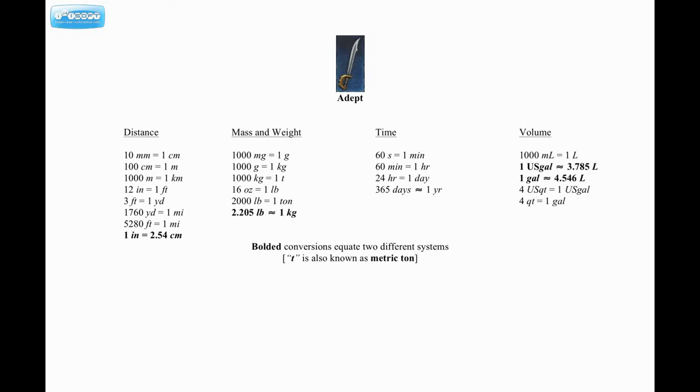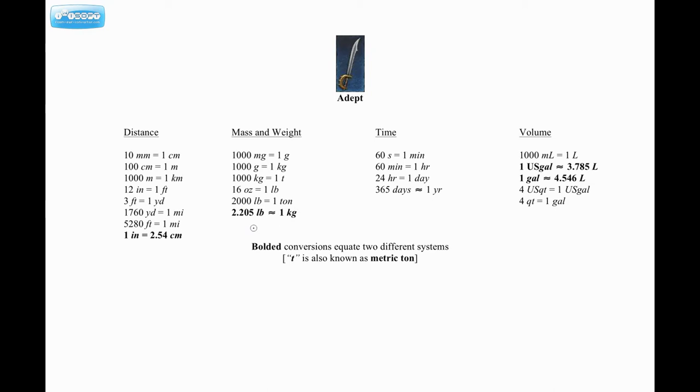Moving on to the Adept level. Here I just have a table with a whole bunch of different conversions, most of which we've already worked with. So if we're talking about measurements involving distance, I have some conversions here within the metric system, and then down here, Imperial. And then right here at the bottom in bold, I have that conversion that connects the two systems together. So this is Imperial, this is metric.